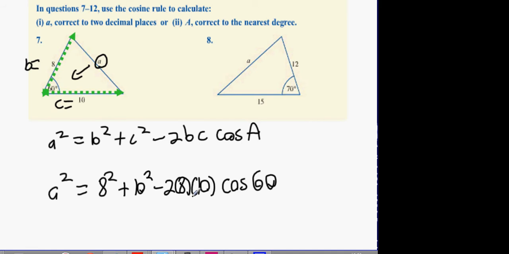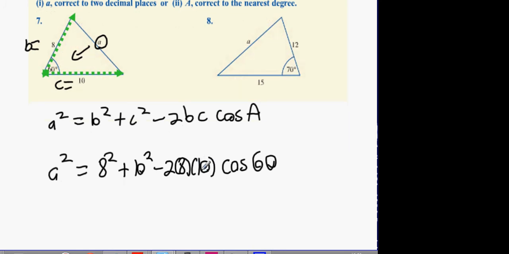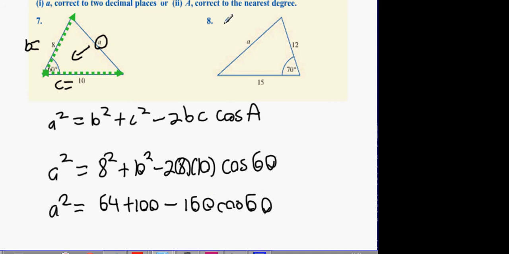I'm about to make one of the biggest mistakes that everybody makes every time. You can do this all in one go on the calculator, but there's something I really need to show you as well. A squared equals 64 plus 100 minus 160 cos 60. People do this all the time, and this is a mistake. Do not do this. They put the three of these together and they say 100 plus 64 is 164, 164 minus 160 is 6. Why am I not allowed to do that?